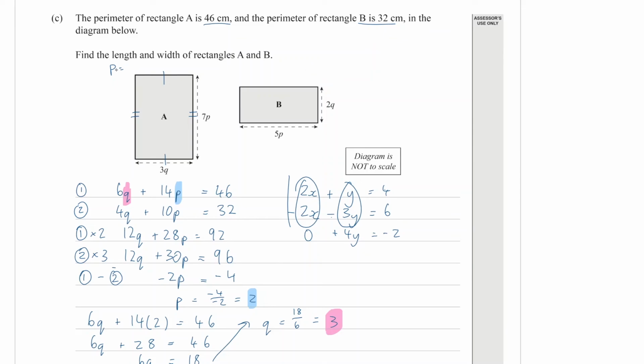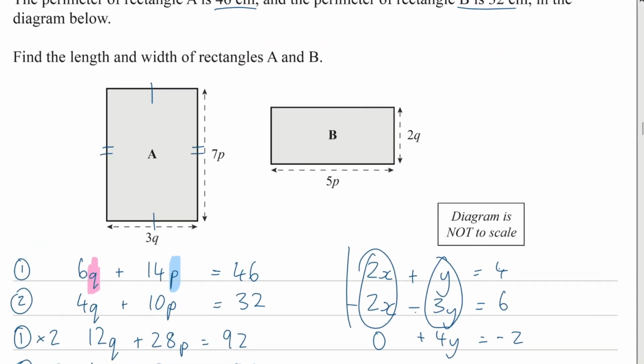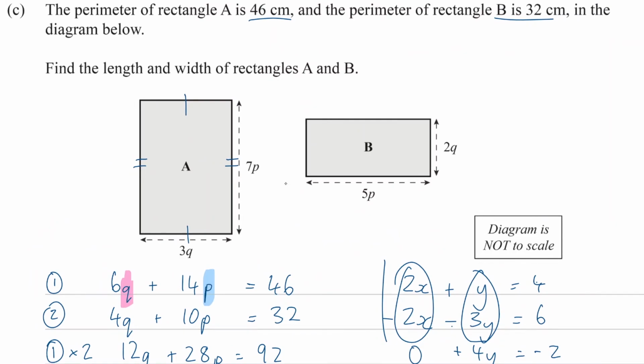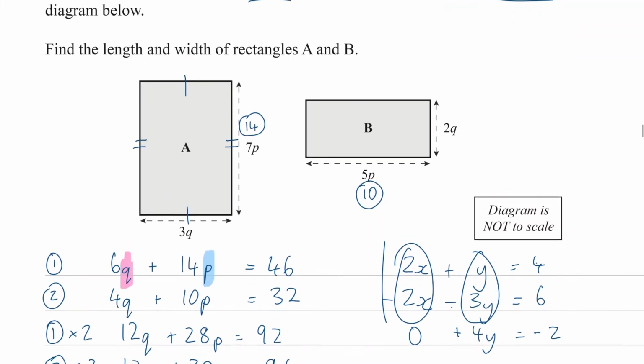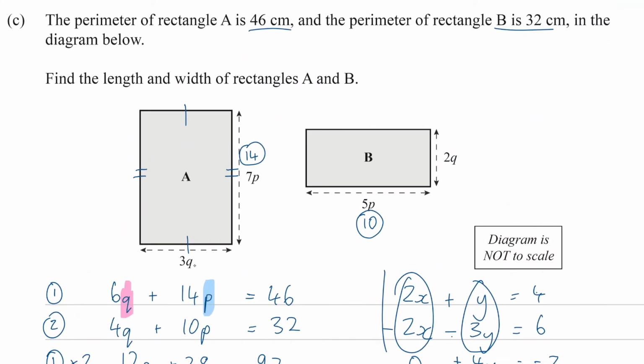So what do we have? We have p, we found out, was equal to 2. So when we see a p on a dimension, we can substitute in 2. So 7 times p was 7 times 2, so that is 14. On rectangle B, 5 times p, 5 times 2, so that is 10. And whenever we see a q, we got 3 for q. So on rectangle A, 3 times 3 is 9. Rectangle B, 2 times q is 6.